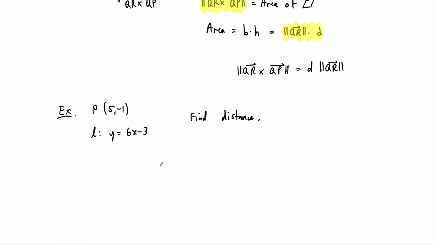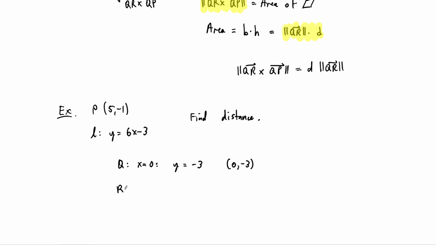So let's just take our Q to be the point where x is equal to 0. So let's set x equal to 0. So then what would y be? Y is going to be equal to 0 minus 3, so -3. And so our point Q can be 0, -3.